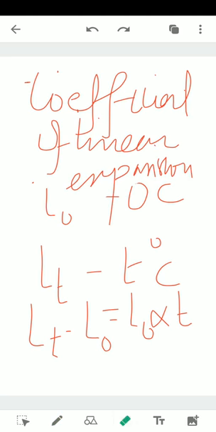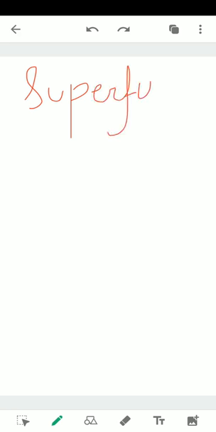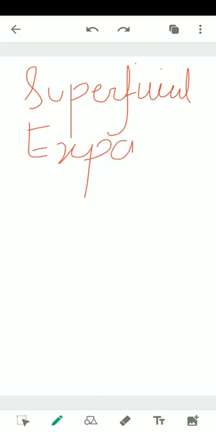Now let us move ahead to one more expansion, something called superficial expansion. So what is superficial expansion is, just now we looked at the increase in the length of a rod or length of a solid. At times we can even have the increase in terms of area, right? So this superficial expansion is nothing but the increase in the area due to expansion.